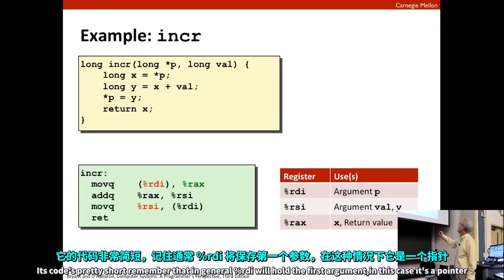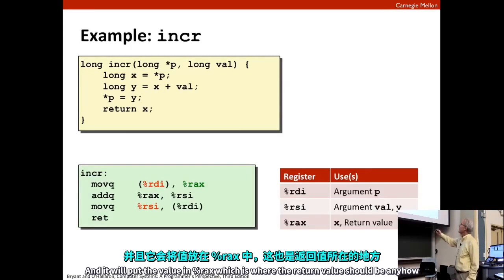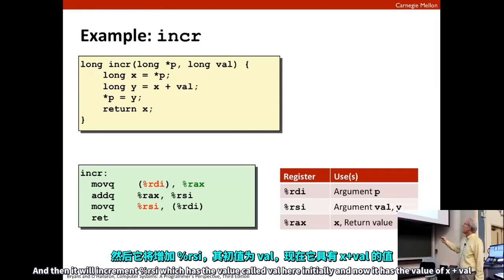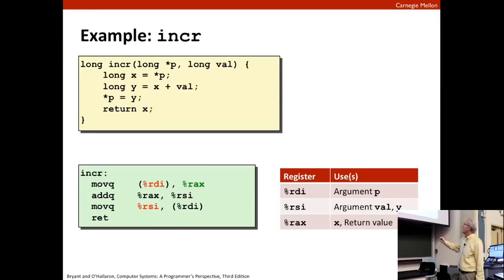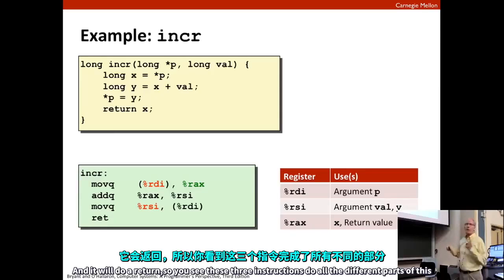Code's pretty short. Remember that in general, RDI will hold the first argument. In this case, it's a pointer. So it will do a read from that pointer, and it will put the value in RAX, which is where the return value should be anyhow. And then it will increment RSI, which has the value called val here initially, and now it has the value of x plus val. And then it will store that in the value pointed to by p, and it will do a return. So you see these 3 instructions do all the different parts of this.